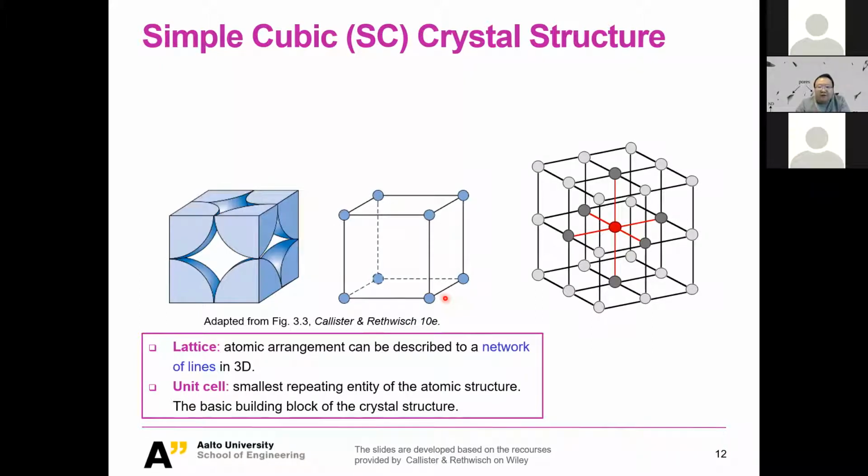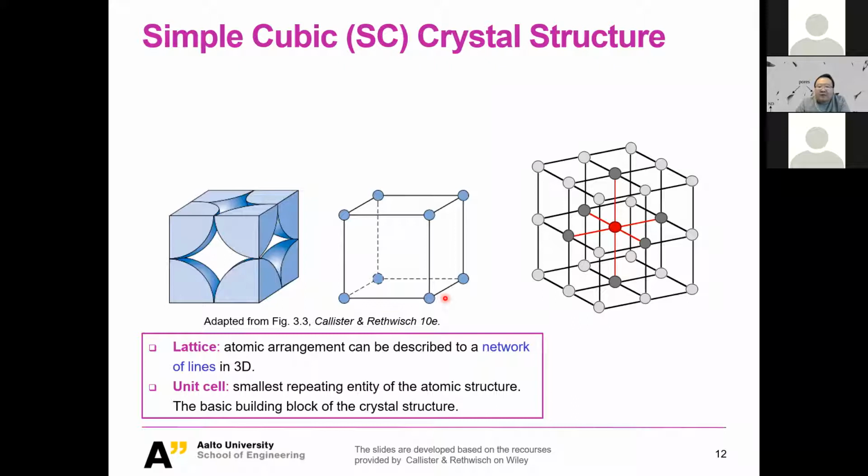And this is a definition of lattice. It could be regular, it could be irregular, so that doesn't matter. So lattice is just a framework in 3D, by the way. And the second one is the so-called unit cell. We already mentioned it. Now you get a definition.